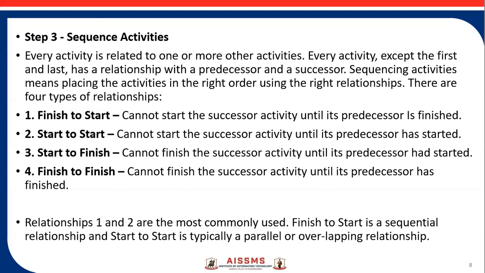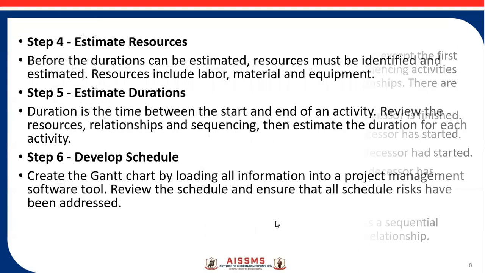B can start at any time. The dependency is that B cannot finish until A has started. Once A has started, we can finish the task of B. And the last one is finish to finish. It cannot finish the successor activity until its predecessor has finished. Here, relationships 1 and 2 are the most commonly used. Finish to start is a sequential relationship, and start to start is typically a parallel or overlapping relationship.